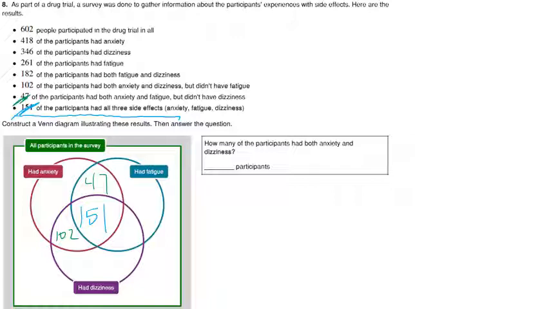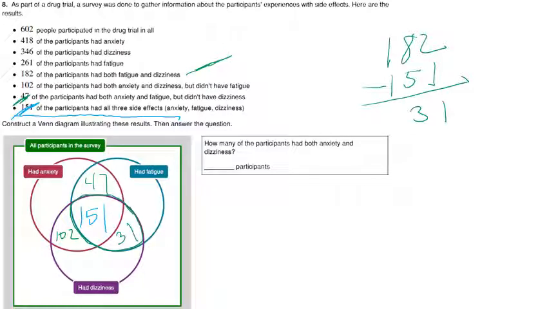182 had both fatigue and dizziness. So we have fatigue and dizziness, you're in this region. Notice, the 182 breaks down to the 151 because they have fatigue and dizziness, but they also have anxiety. We didn't say anything about not having anxiety here, and that's the key. So the 182 includes the 151. When you take the difference, we have 31 people left over. Those 31 people have to be here. Notice 151 and 31 equals the 182 that have fatigue and dizziness. What you can't do is assume something when they don't tell you something.